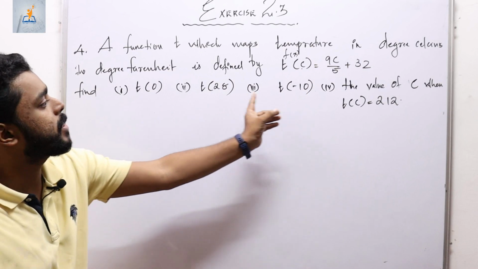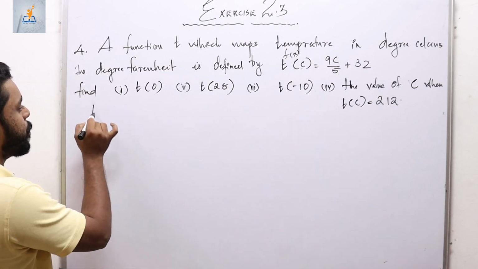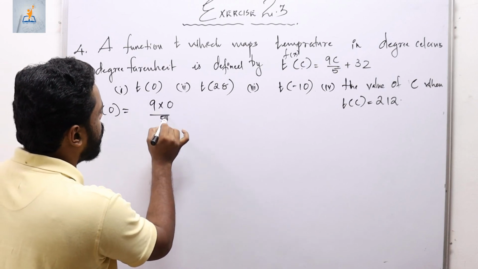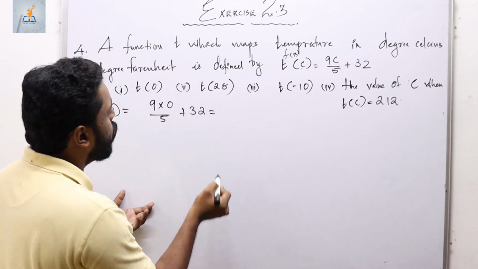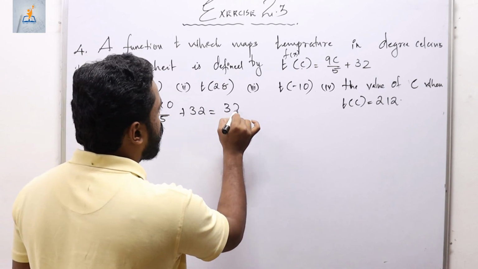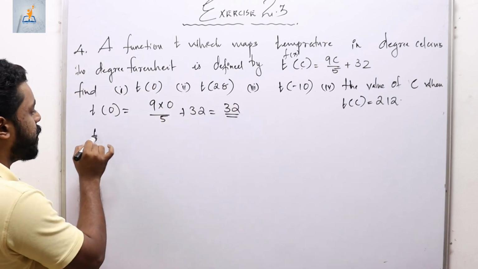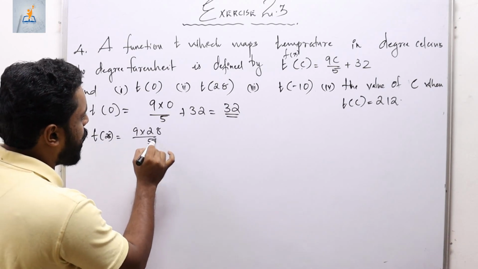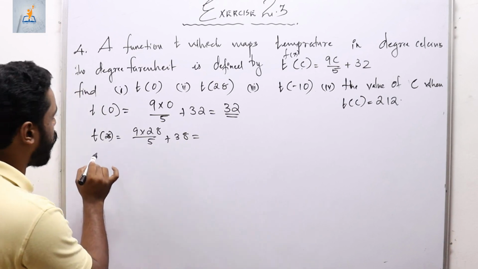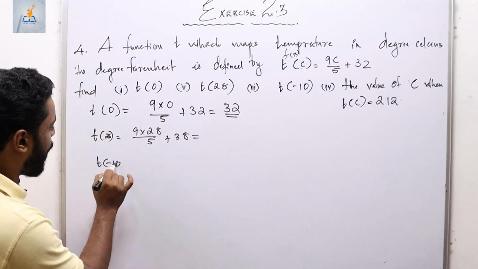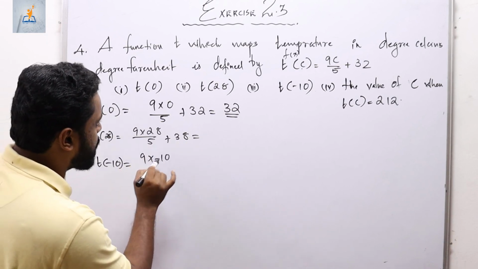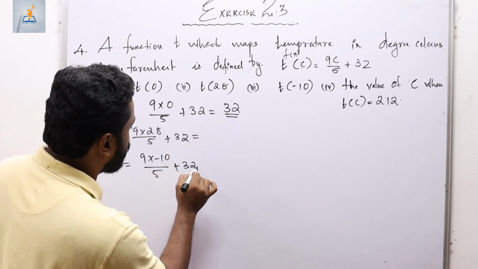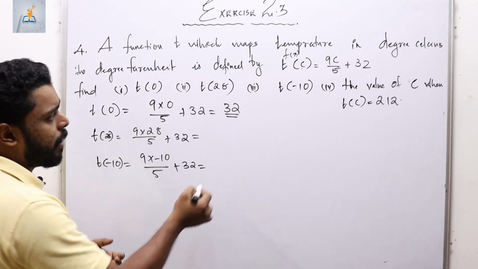Now we are asked to find these values. It's very easy. Just like the previous example, T of 0 is equal to 9 into 0 by 5 plus 32. It is equal to 9 into 0 is 0 and it is equal to 32. Similarly, we can easily find T of 28. What is it? 9 into 28 by 5 plus 32. It can be easily found out. Again, we are asked to find T of minus 10. It is equal to 9 into minus 10 divided by 5 plus 32. It can also be easily evaluated.